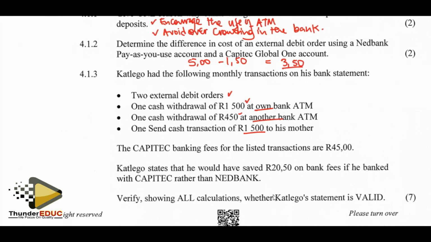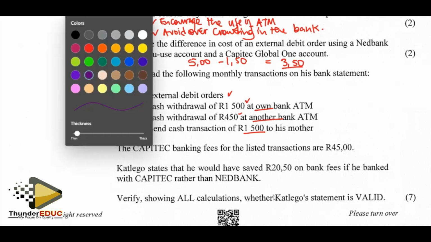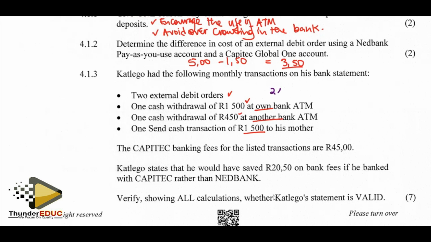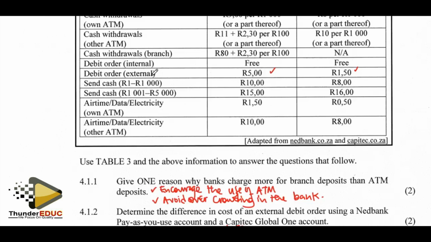What are we going to do? We shall ask ourselves, okay, this will definitely be 2 times. These are 2 external debit orders.